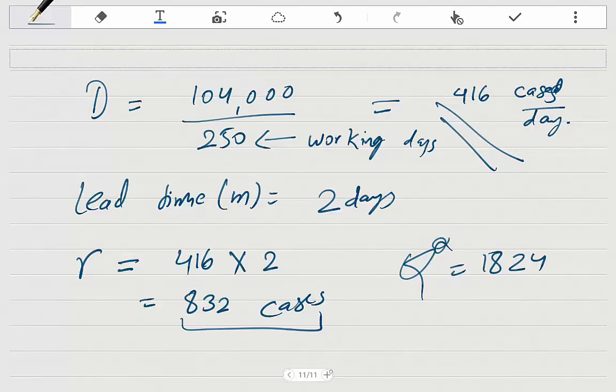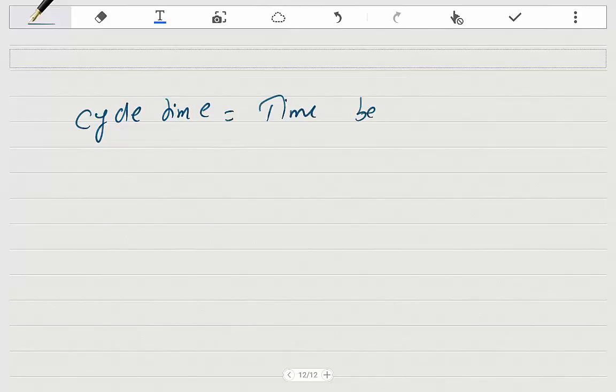There's one more thing which should be obvious, but let me point it out. Sometimes we use a term called cycle time. That is the gap between two consecutive orders. We want to find that. It's the time between two consecutive orders. There are many ways to find this particular value, but let me go about finding it in a roundabout way.